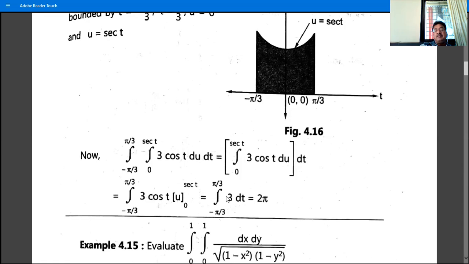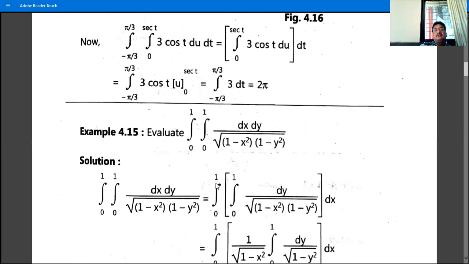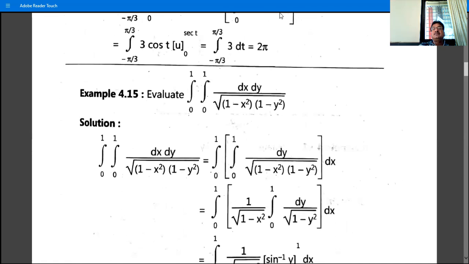Then the integration of 3 with respect to t is 3t, upper limit, lower limit, the value at the upper limit minus the value at the lower limit. We have the answer 2 pi. So similar problem: evaluate this double integration. We'll discuss these problems in the next lecture.